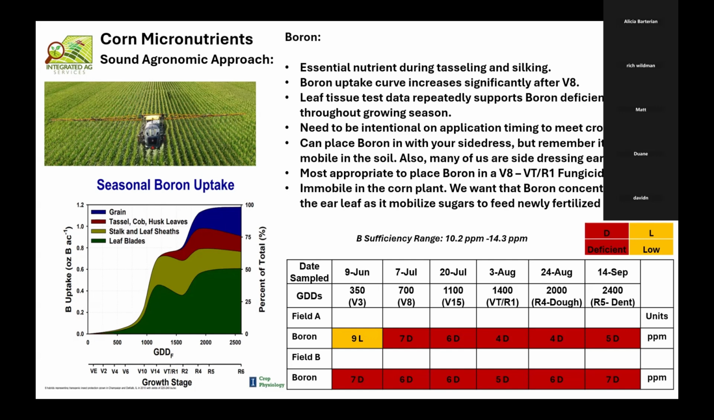You also have to remember that, unlike macros, micros are immobile in the corn plant. So we want that boron concentration at the ear leaf during tasseling and silking, because what boron is doing is mobilizing the sugars and feeding the kernels that were just fertilized from the tassel phase. That's more of an agronomic approach to placing boron in your program.